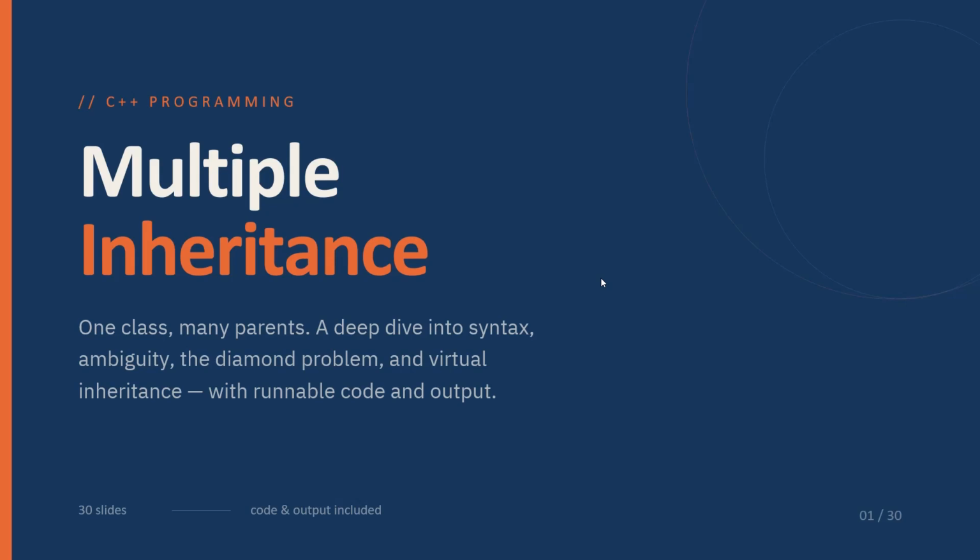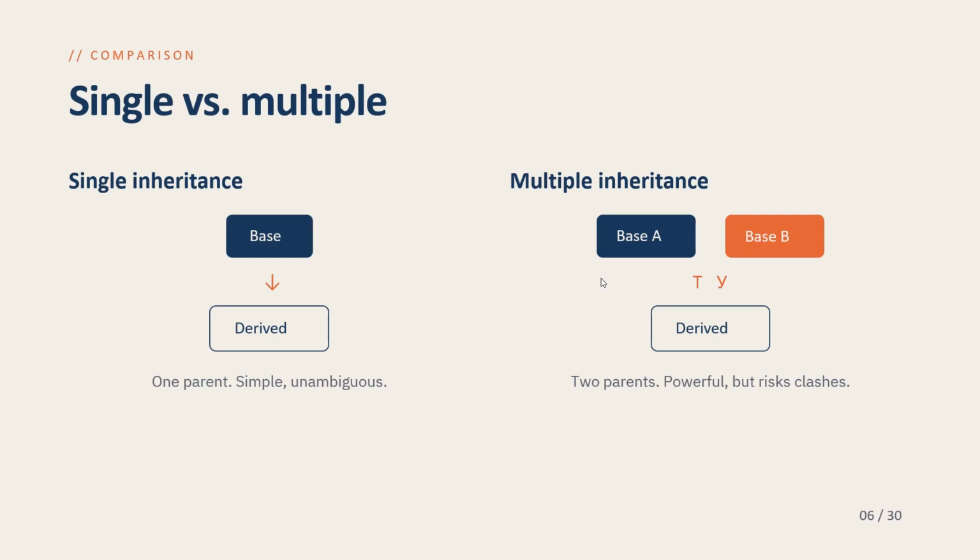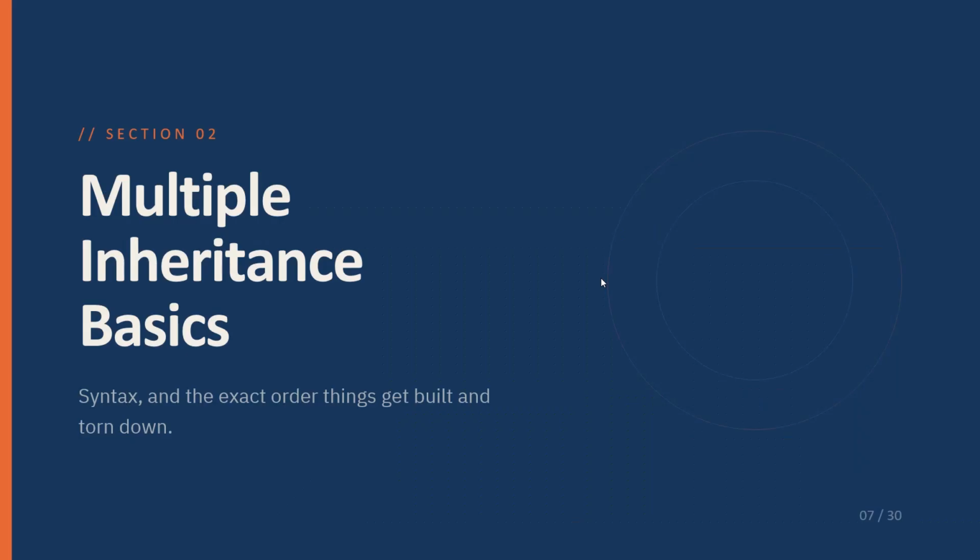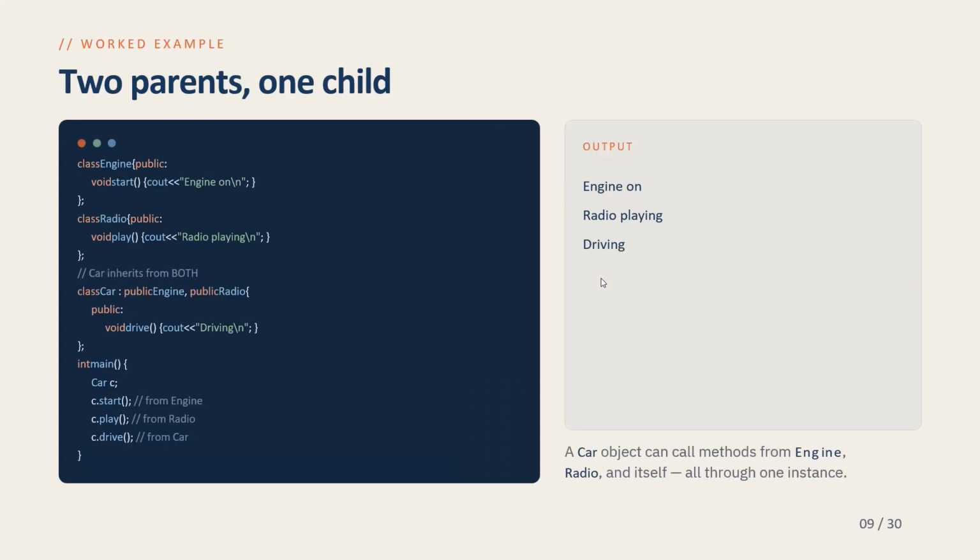So next comes multiple inheritance. Multiple inheritance is different from single and multi-level inheritance. Here, a single derived class inherits from more than one base class. For example, consider two classes, one is engine and the other one is radio. Engine has a function called start, and radio has a function called play. Now we define a class car, public engine, public radio. This means the car inherits from both engine and radio.